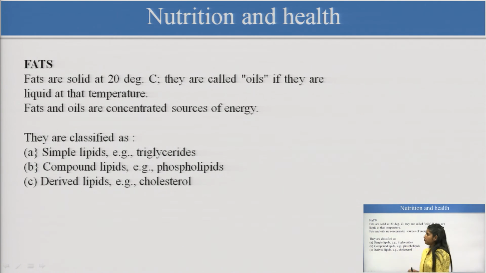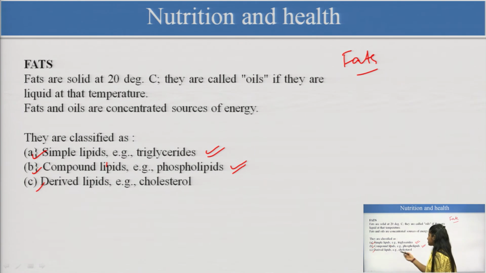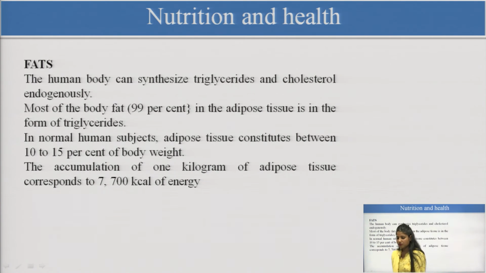Then after the macronutrient proteins, the other macronutrient is fats. Fats and oils are also required for bodybuilding, and they are classified into these types on the basis of their structure or how they are derived: simple lipids, compound lipids, and derived lipids. Simple lipids include triglycerides, compound lipids include phospholipids, and under derived lipids there is cholesterol. They are required in the appropriate amount. If they are higher, there are chances that the person will get cardiac disorders, heart disorders.